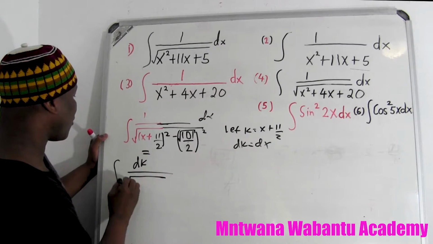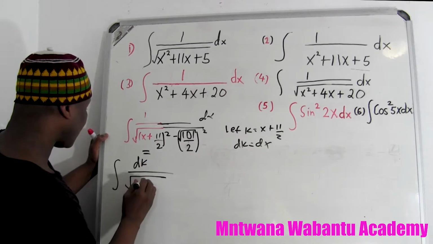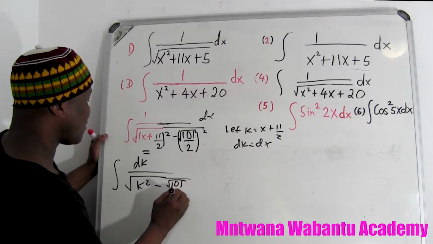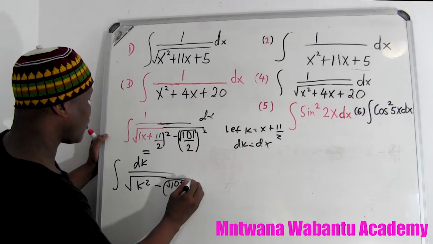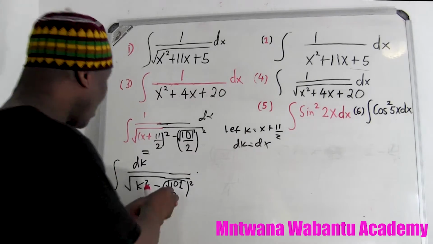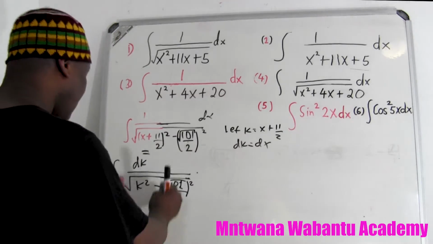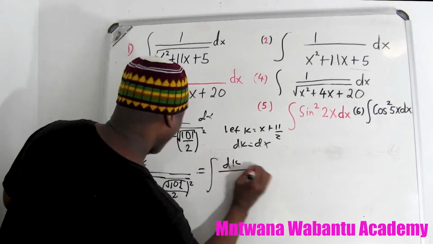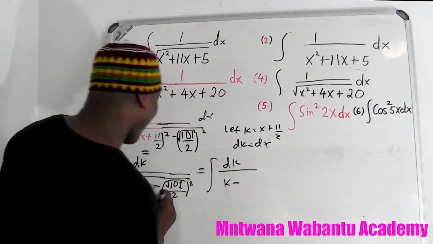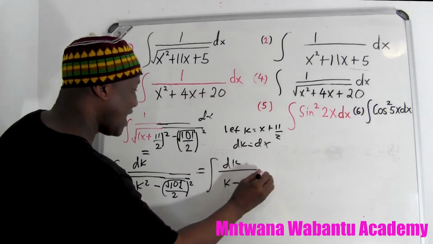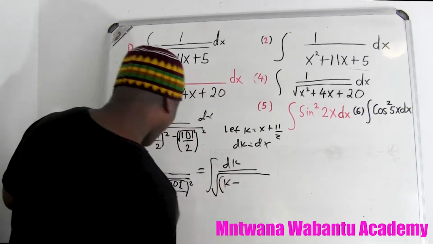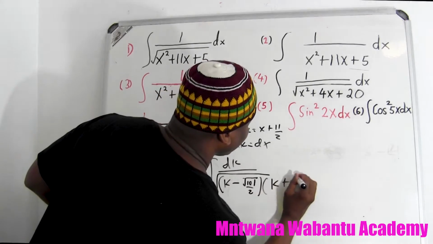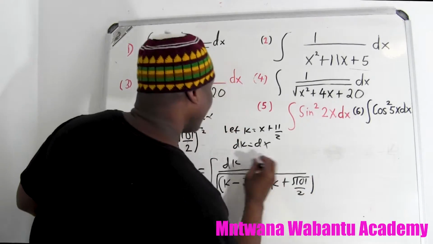And then I have my root. All this is going to be k squared minus the same thing here, root 101 over 2, all in brackets squared. So now I'm going to use the difference of two squares. This is going to be the integral of dk over the root of k minus 101 over 2 times k plus 101 over 2, dk.